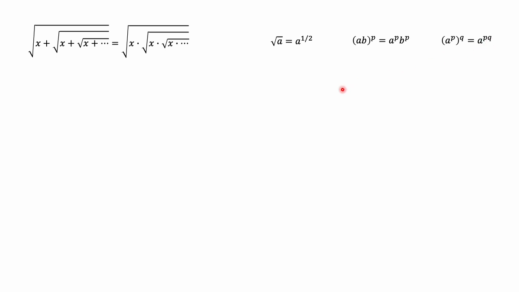So we can apply these formulas to the right hand side, and we'll find that it is equal to x to the power of 1/2 plus 1/4 plus 1/8 and so on. This is an infinite series here. So how did we get to this? Well, first of all, notice that square root is a to the power 1/2. And second, remember that if you have a product to the power 1/2, it's the first term to the power 1/2, another term to the power 1/2, and that's what we have here.